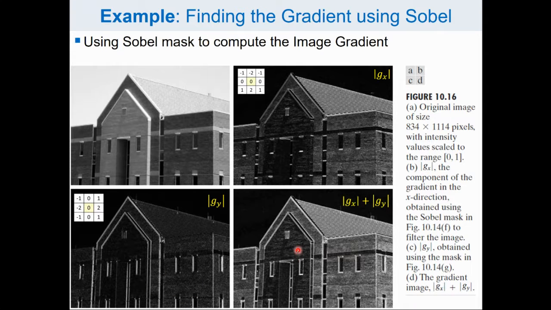And then if I do the square root of gx square plus gy square, this can be approximated by adding the absolute value of gx plus the absolute value of gy. Some textbooks will use this notation for m. So that's basically m, and it will give you all the edges in the image.